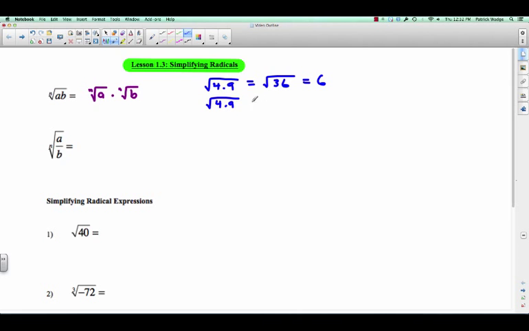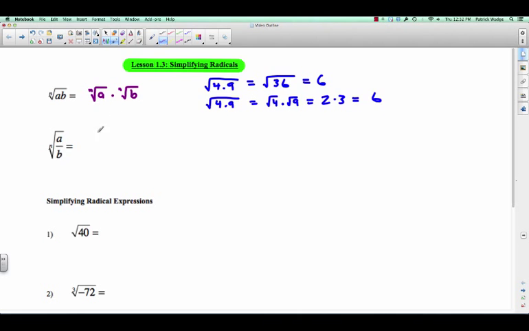The square root of 4 times 9 is the same as the square root of 4 times the square root of 9. What's the square root of 4? 2. What's the square root of 9? 3. We're going to multiply those together and we get 6. We got the same answer in each case.